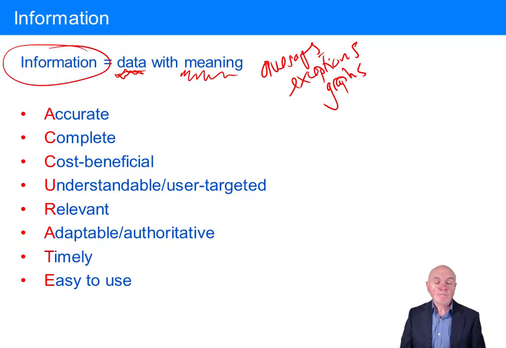It must be cost beneficial. In any profit-seeking organization, we have to make sure that we keep our eye on maximizing profits, and there is no point in having information which maybe costs us $10,000 to obtain if it's only ever going to save us $1,000. We're not after information for information's sake.